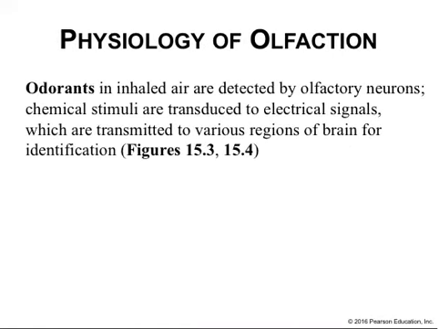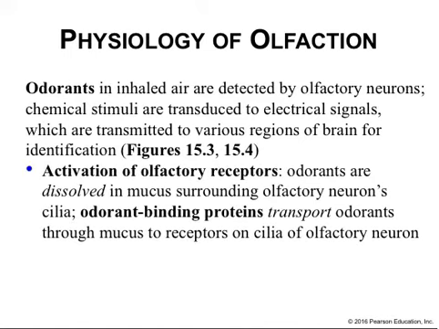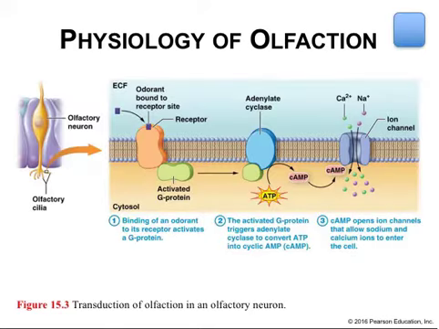Now, how is it that we change odorants into information that can be understood by the central nervous system? Well, odorants in inhaled air are detected by olfactory neurons. These are chemical stimuli that are transduced to electrical signals, which are transmitted to different regions of the brain for identification. The activation of olfactory receptors involves odorants that are dissolved in the mucus that surrounds the olfactory neuron cilia. Odorant binding proteins transport the odorants through the mucus to receptors on the cilia of the olfactory neuron.